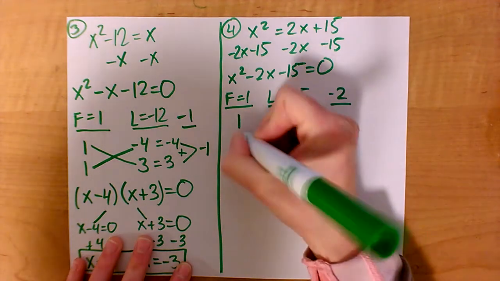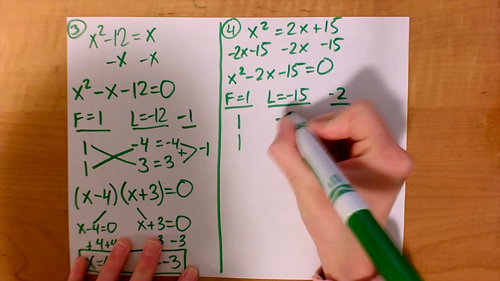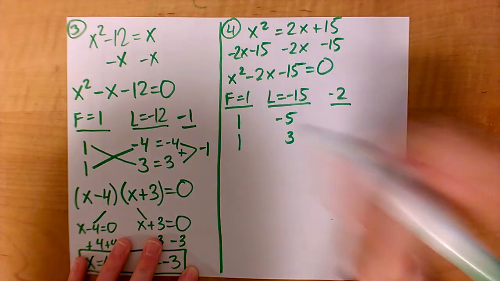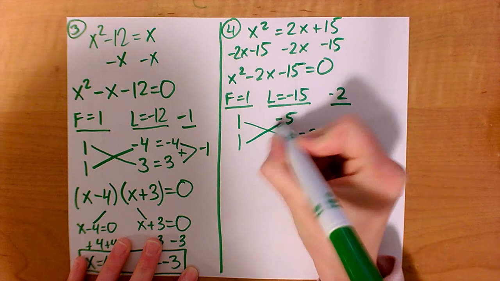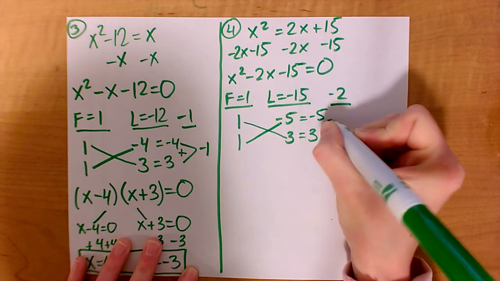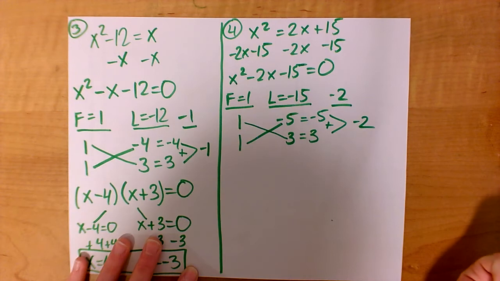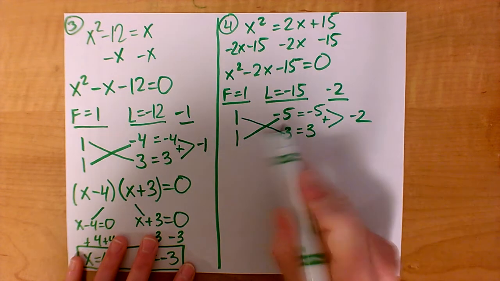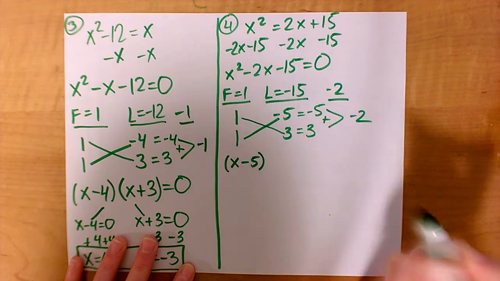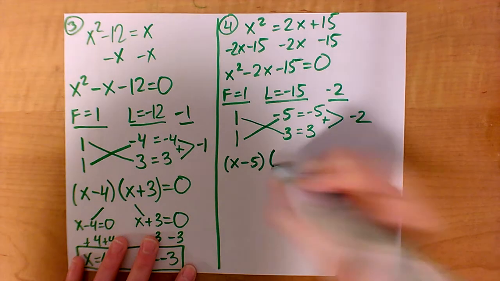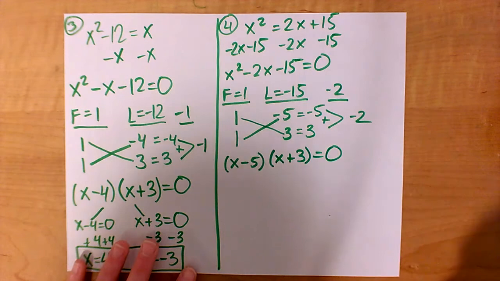So our two factors of 1 are 1 and 1. Our two factors of negative 15 we'll have a negative 5 and a positive 3. If we cross, 1 times 3 is 3, and 1 times negative 5 is negative 5. If we add those up, negative 5 plus 3 is going to give us a negative 2. So 1 and negative 5 make a pair, so that'll be 1x minus 5, and then 1 and 3 make a pair, so that will be 1x plus 3, and then all of that is 0.